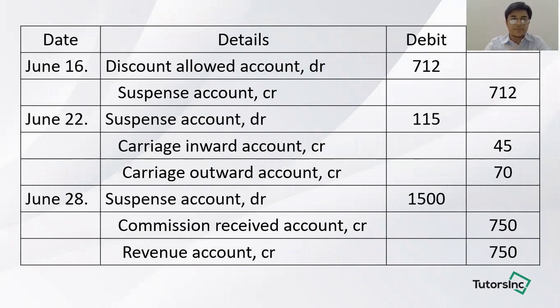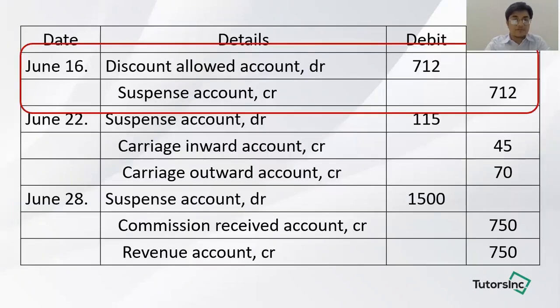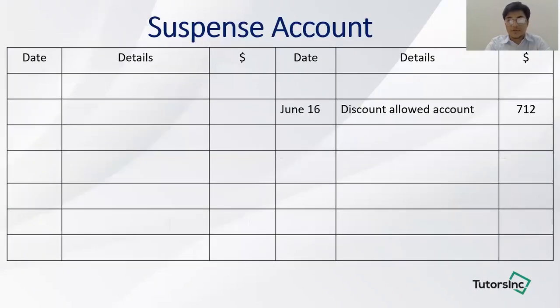In this case, suspense account was credited, so this transaction is going to be recorded on the credit side of suspense account with the name of the opposite account. In this case, the name of the opposite account is discount allowed account. So we have the transaction which we are going to enter on the credit side. The name of the account is going to be discount allowed account. The value is going to be $712.